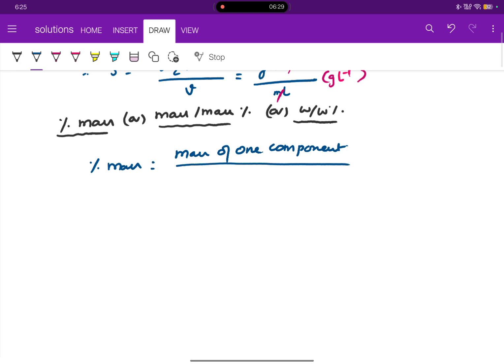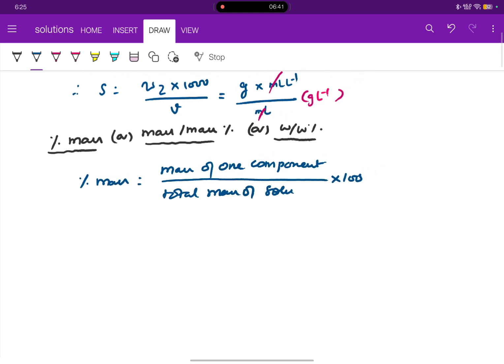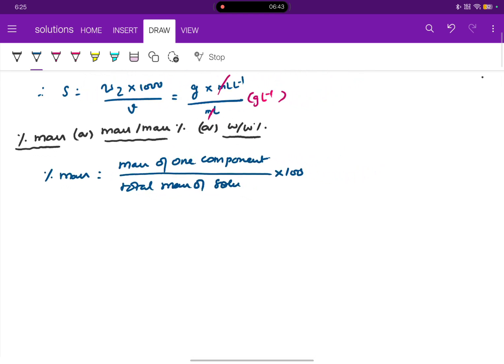Mass of one component divided by total mass of solution into 100. Let me tell you a small hack. So you take the entire formula, okay?